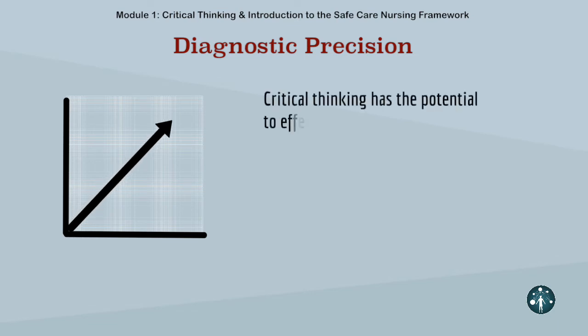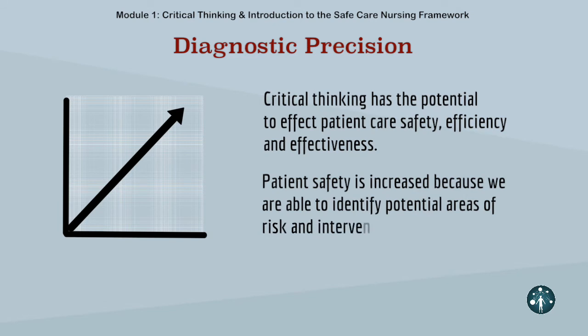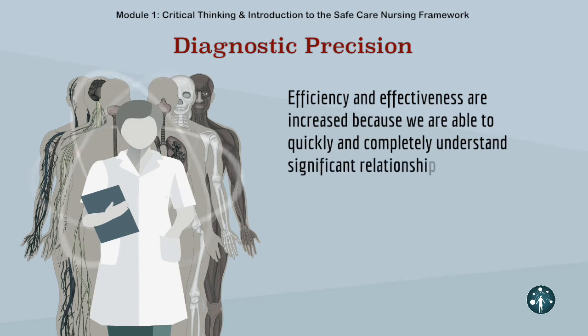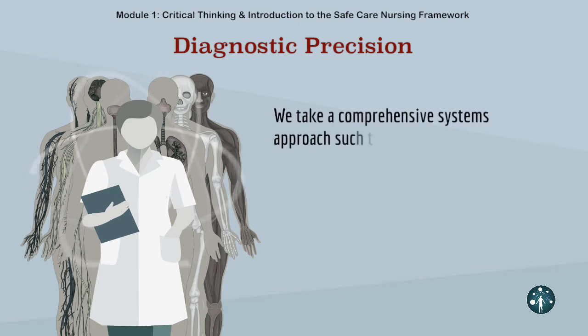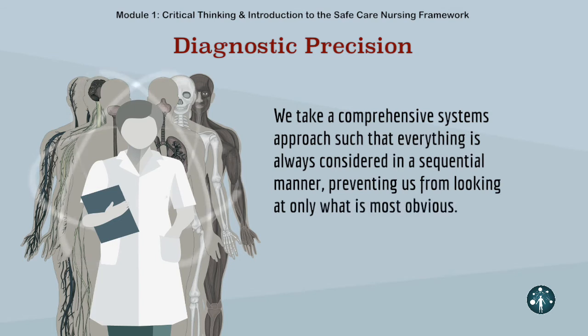Critical thinking has the potential to affect patient care safety, efficiency, and effectiveness. Patient safety is increased because we are able to identify potential areas of risk and intervene before these areas become actual problems. Efficiency and effectiveness are increased because we are able to quickly and completely understand significant relationships between all of the patient's significant information and arrive at all areas of priority. We take a comprehensive systems approach, such that everything is always considered in a sequential manner, preventing us from looking at only what is most obvious.